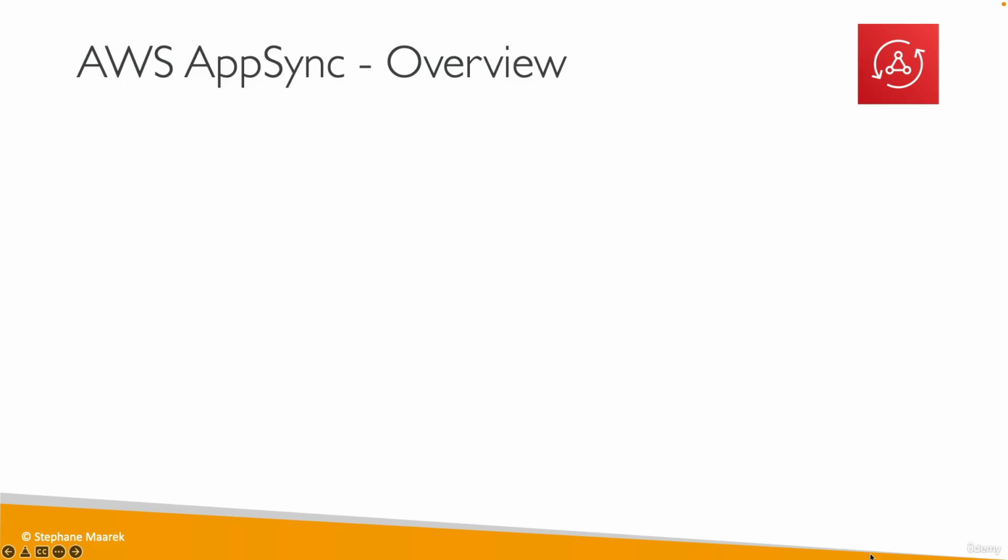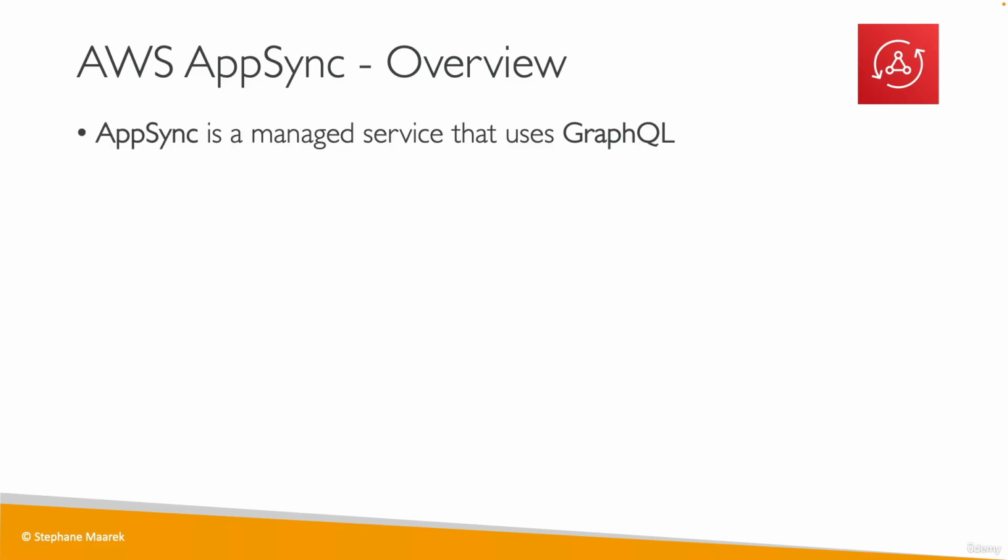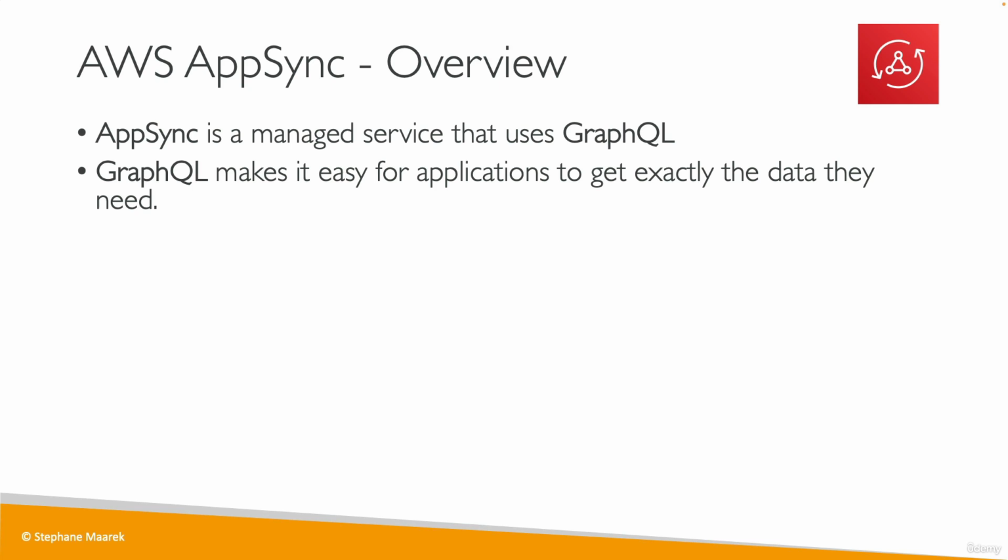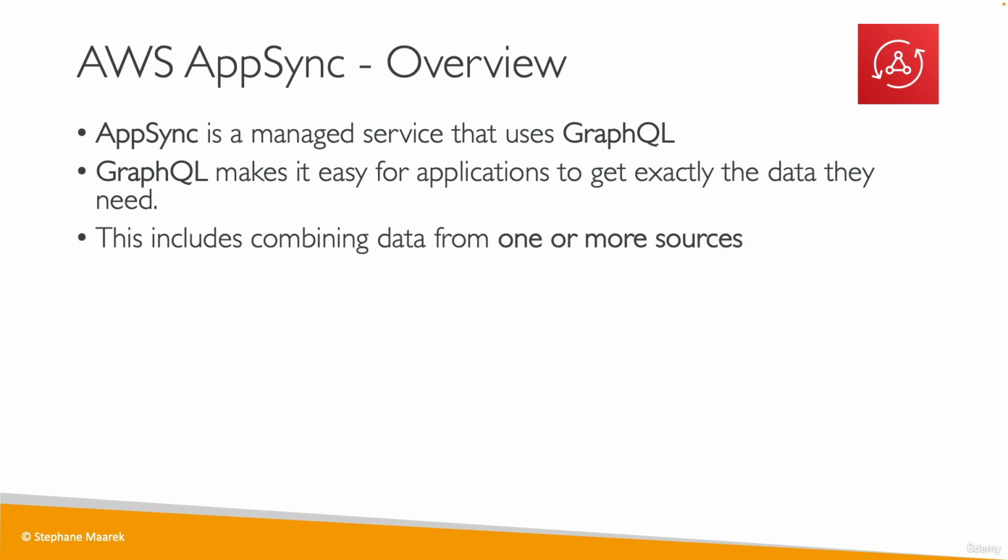So now let's talk about AppSync. AppSync is a managed service that uses GraphQL in the backend. So anytime you see GraphQL, think AppSync. And GraphQL, what is it? Well, it makes it easy for applications to get exactly the data they need. That includes if you want to combine data from one or more sources of data.